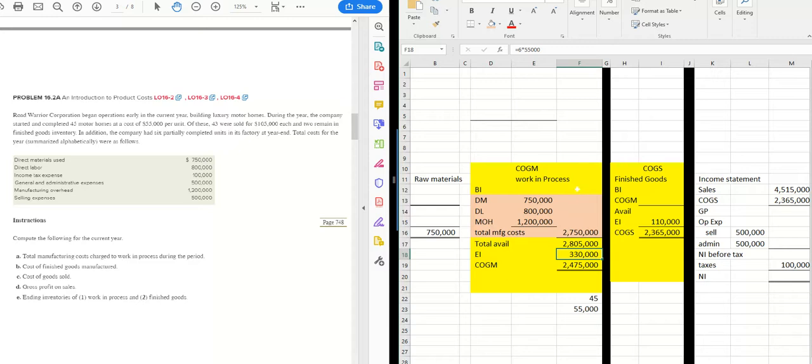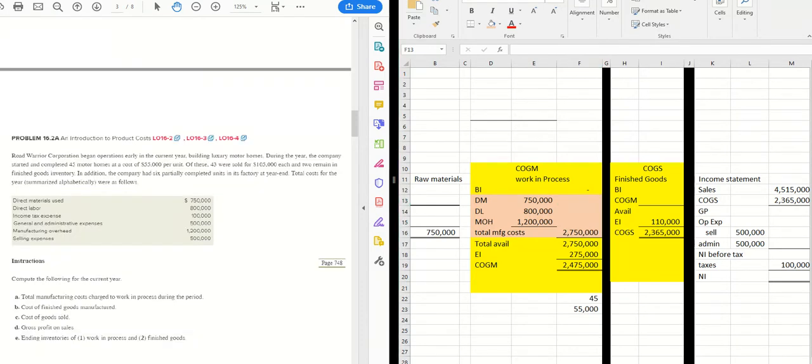I can back into my beginning inventory, which honestly should be the same as my... And then I have, pause this. Okay, I'm going to go through this. I paused because I'm trying to figure out there's an error in this problem, but I still think I can show you how to use it.